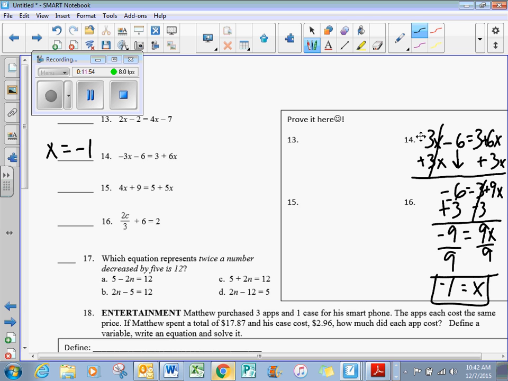Okay, how about 15? That's pretty simple, right? X equals 4. Sure, how about 16 though? Yes. Okay, let's do 16.